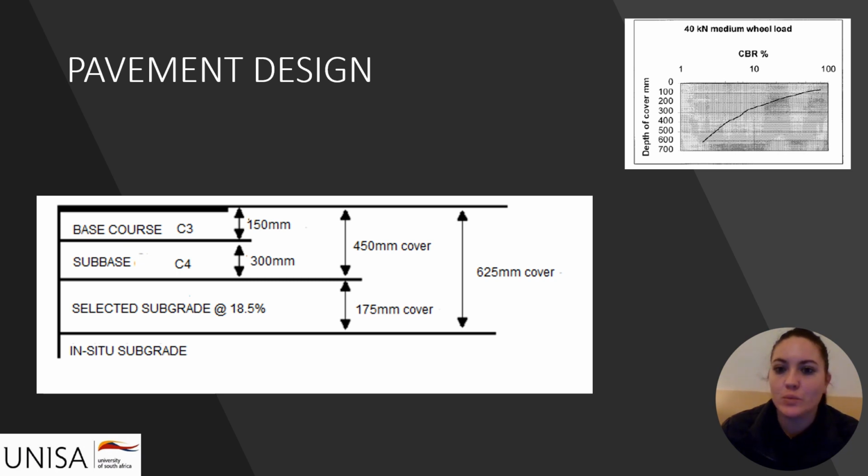The pavement design was given as being a cemented Class B road with a structure S2 wearing course, a 150 mm C3 base layer, a 300 mm C4 subbase, and then using a CBR of 18.5% for the subgrade layer, I got a cover of 175 mm using the 40 kN medium wheel load graph. This gives a total cover of 625 mm on top of the in-situ subgrade.